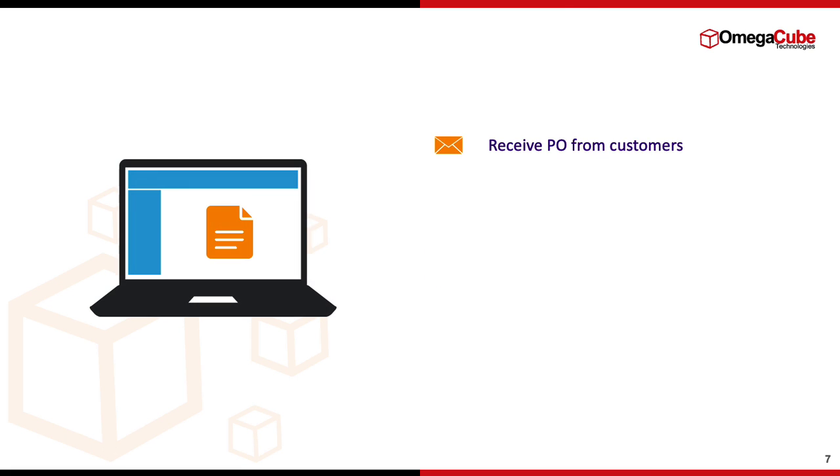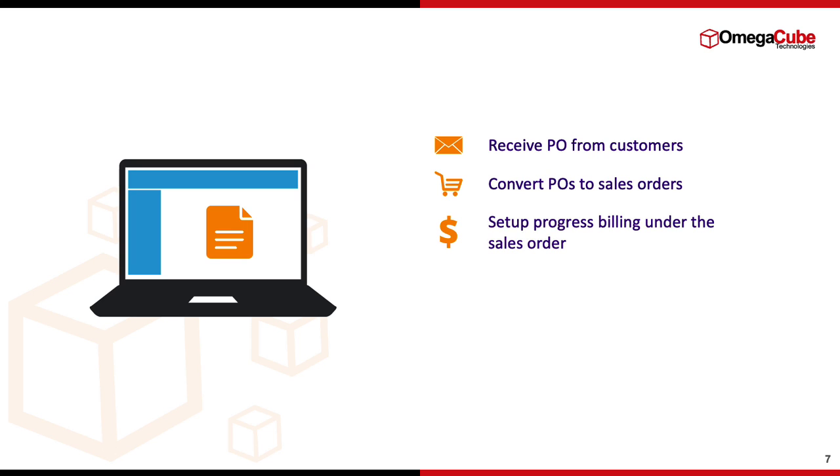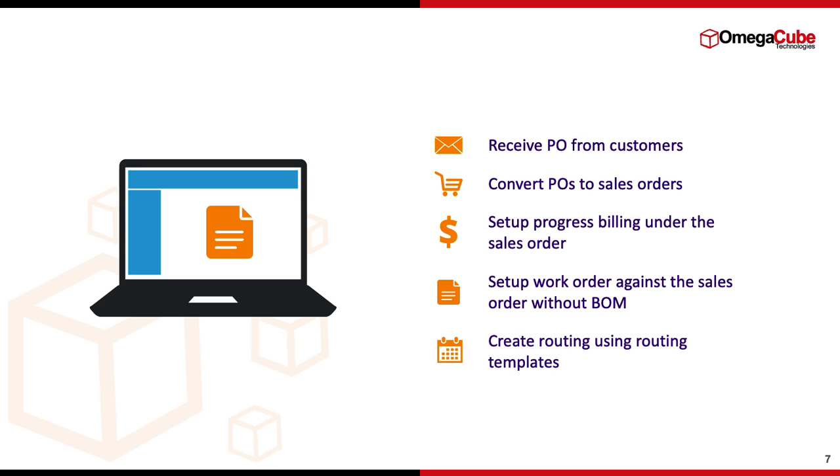You can receive customer purchase orders and convert them into sales orders within OmegaCube ERP. In just a few clicks, you can set up progress billing under a particular sales order. Post this, you can set up a work order against the sales order. Our ERP allows the creation of a work order with no BOM and routing. It can be defaulted automatically using a routing template available in the ERP.